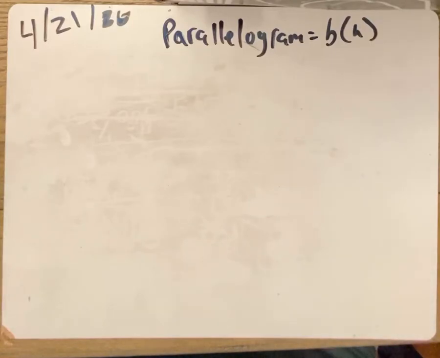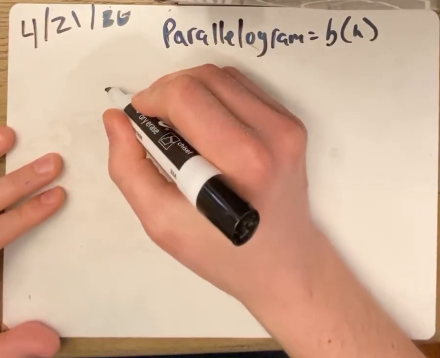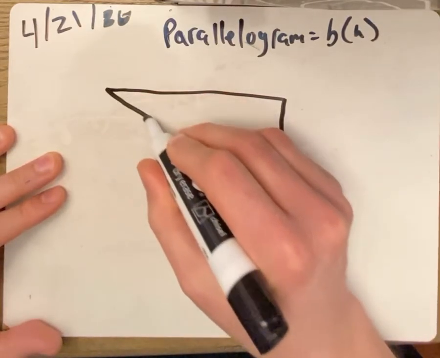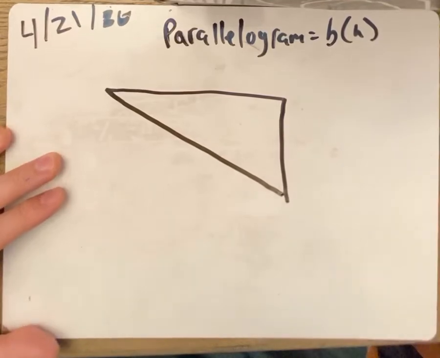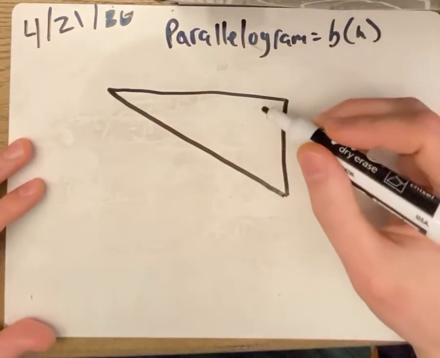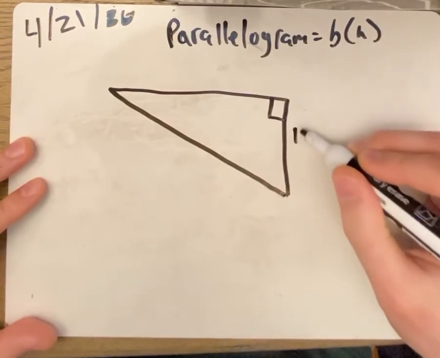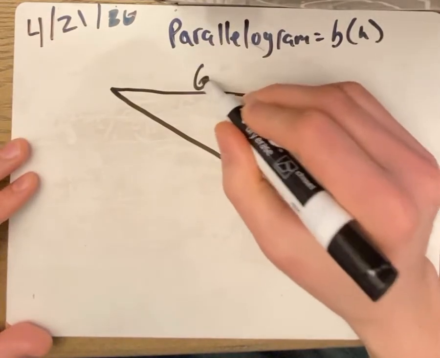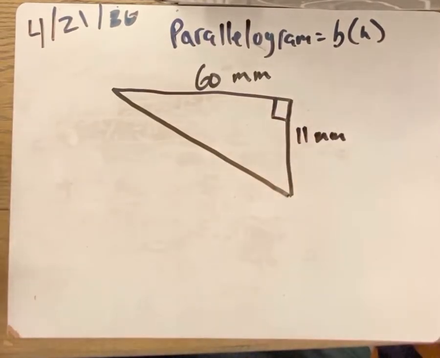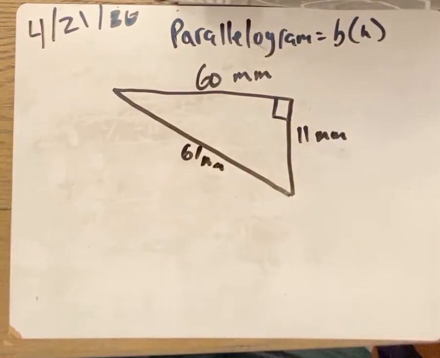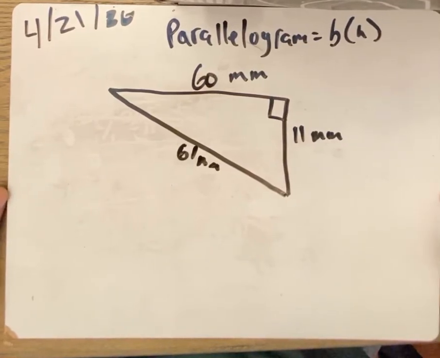Okay, so I'm going to work on number 4. Remember, I'm not Picasso, so I'm going to draw this the best that I can. Oh, that's not bad. So I got 11 millimeters. I got 60 millimeters. And I got 61 millimeters. Okay? So I'm not going to use the area of the triangle until the end.